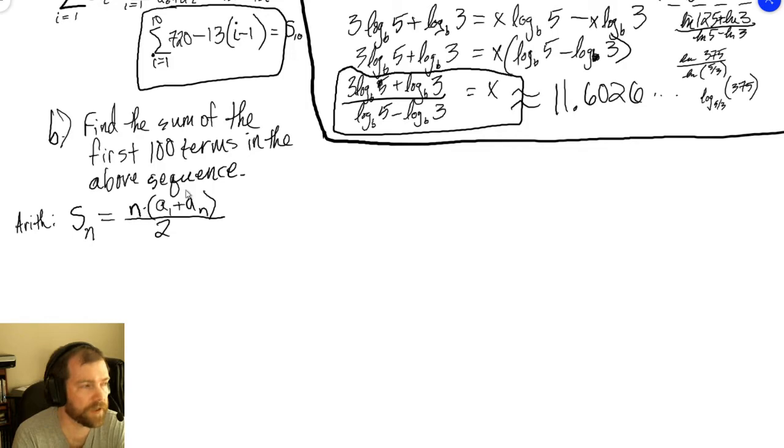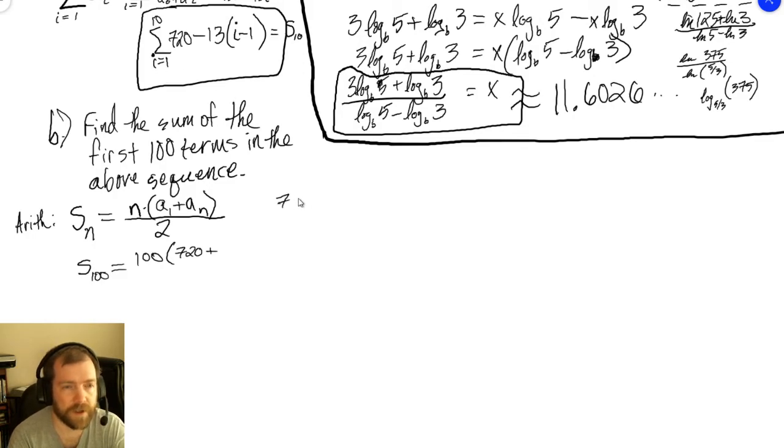My other favorite way to look at this is an average. A sub 1 plus a sub n divided by 2 gets you the average value of all the numbers in the entire sequence, and then you're multiplying by the number of terms that there are. Really like it. All right, s sub 100 is equal to 100 times a sub 1 which was 720 plus a sub n is going to be, we take this and we say, okay, this is going to be 700.